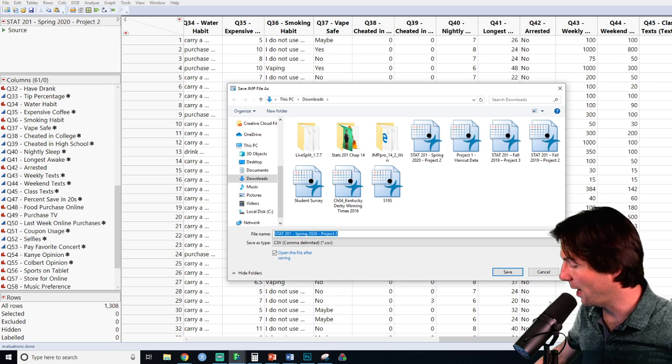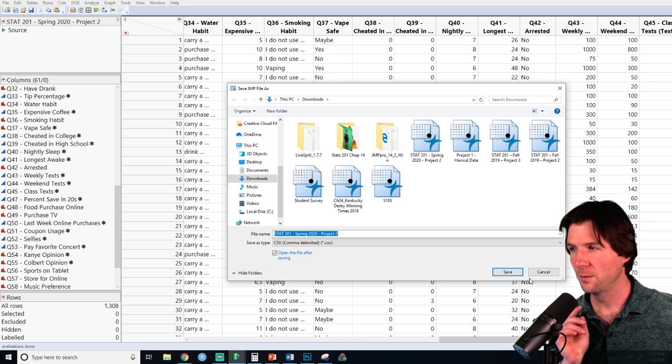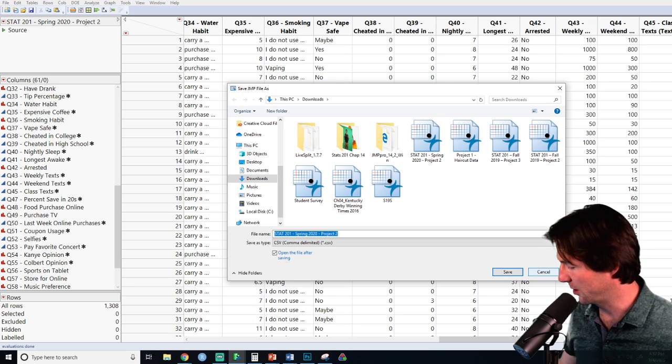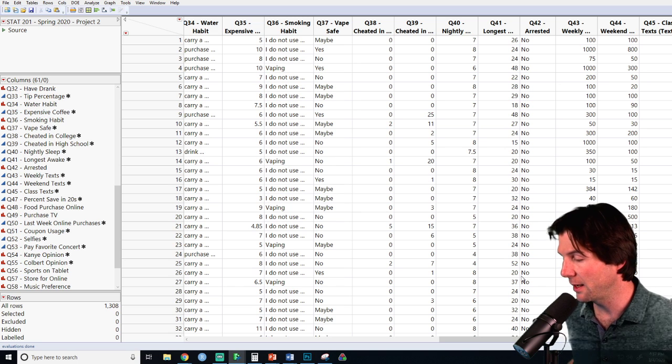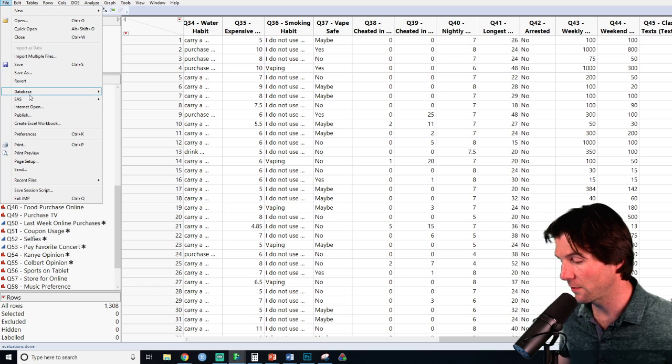So you're using a Mac. I have a video on how to do it. Go to File, Export, and you should have the option to export as an Excel file. So go to File and then Export, and it should have Export into Excel, and you might need to save as a CSV to do it in JMP.